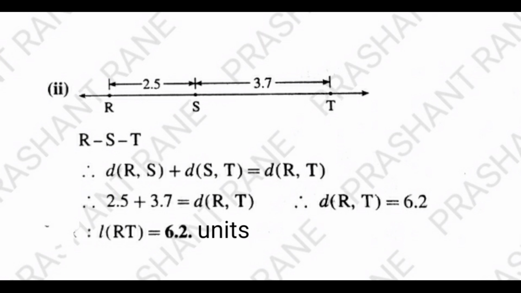Sub question number 2, R-S-T. It means S lies between R and T. First we'll draw the figure. So R-S-T will give me distance RS plus distance ST is equal to distance RT. Substituting the values, 2.5 plus 3.7 is equal to distance RT. So distance RT is equal to 6.2 units. Distance RT is the same as length RT, and therefore length RT is equal to 6.2 units.